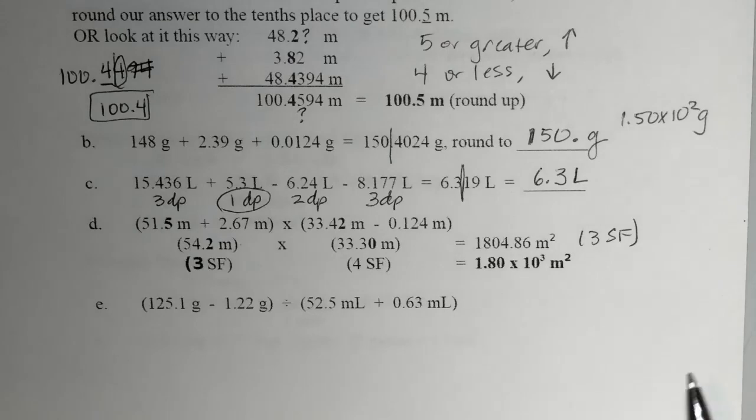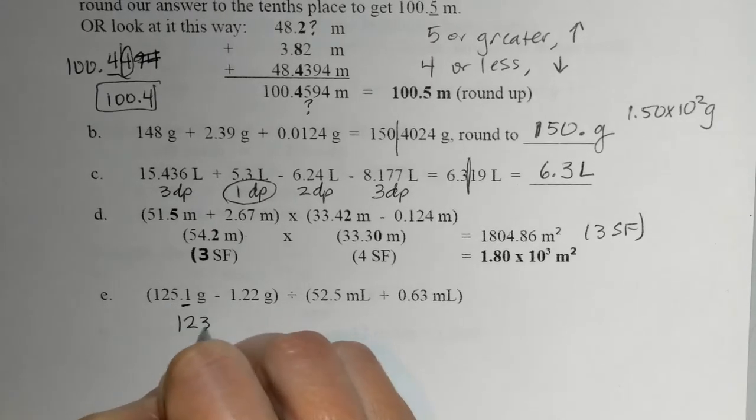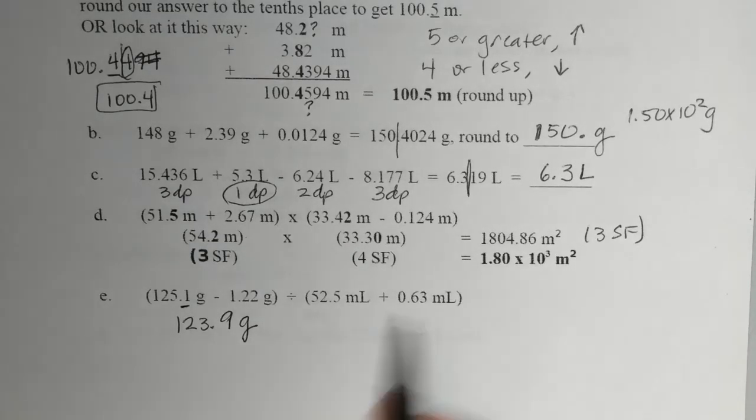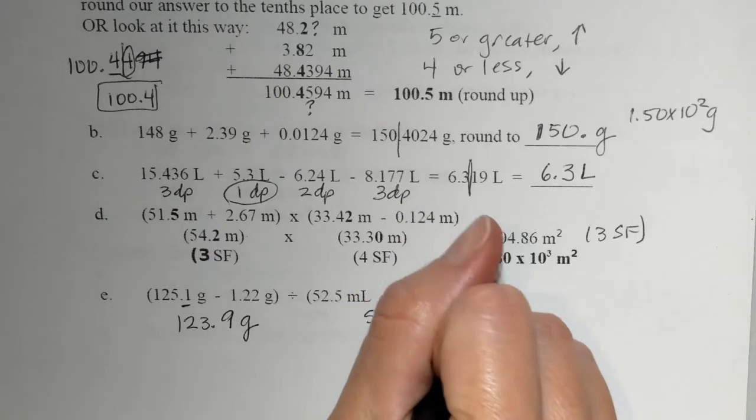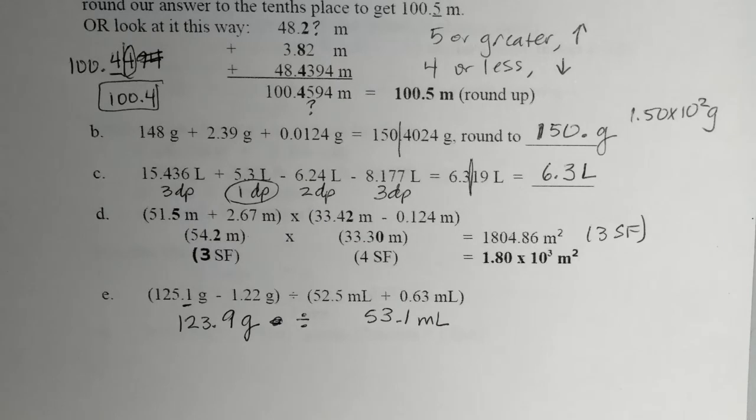All right. Then the next one, we have a mix of operations again. So in the first set of parentheses, I have 125.1 minus 1.22. I'm going to keep the precision to 1 decimal place. So I would round that answer to 123.9 grams. The next set of parentheses, I've got 52.5 added to 0.63. Again, because of the 0.5, I can only go to 1 decimal place here, so I'll round that to 53.1 milliliters. So when I divide here, I'm going to take 123.9 divided by 53.1.